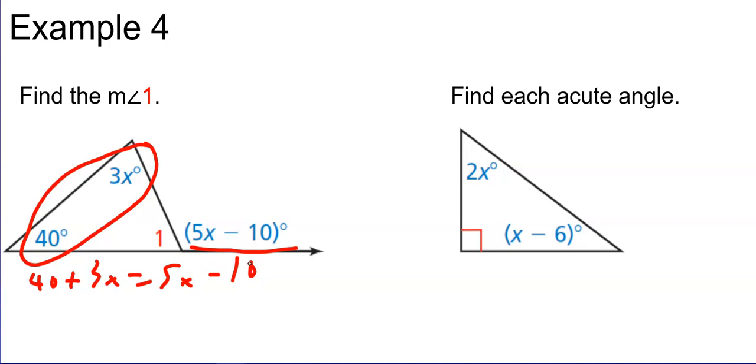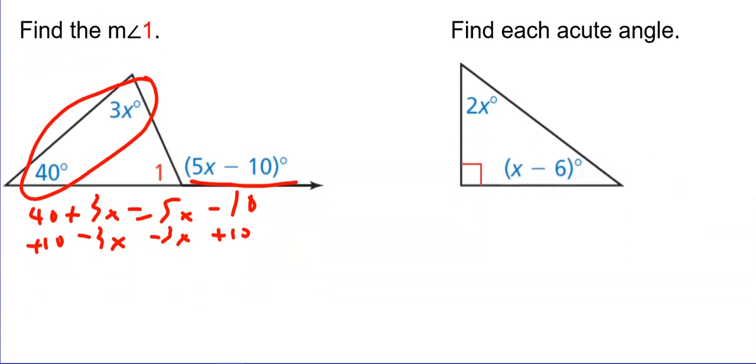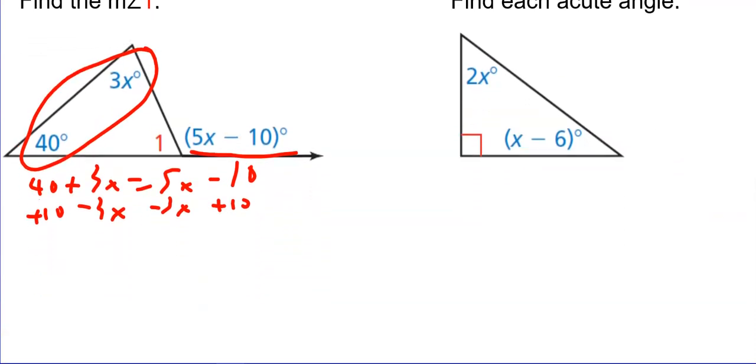All right? So, what we're going to do is simplify. So I'm going to subtract 3x from both sides. I'm going to add 10 to both sides. And what that's going to give me here is 50 equals 2x. So x equals 25.